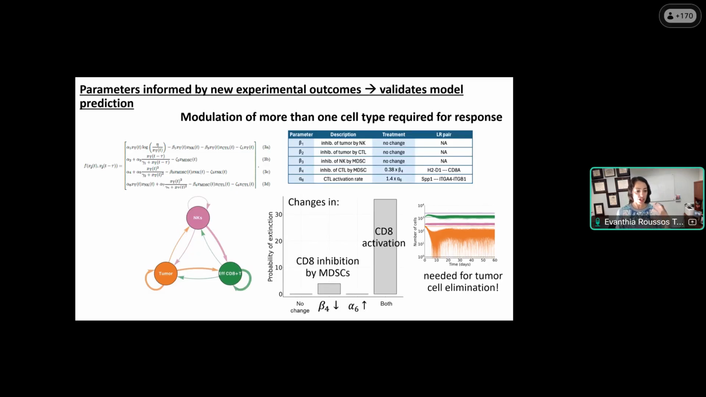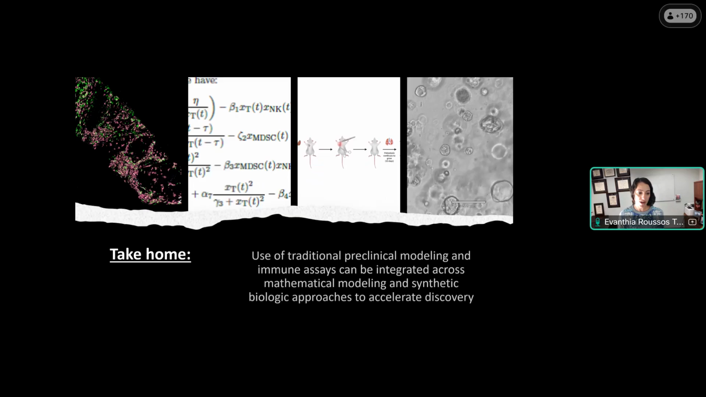The model actually really was able to capture this when we ran it, incorporating these parameters that we had learned about. So the take home here is that the use of traditional preclinical modeling and immune assays can be integrated across mathematical modeling and synthetic biologic approaches to accelerate discovery. And I didn't really touch on the synthetic biology that we're actually utilizing, but what we're doing is using patient-derived organoids as a synthetic biologic approach to try and test some of these mechanisms that we are learning about through the data I just showed you.